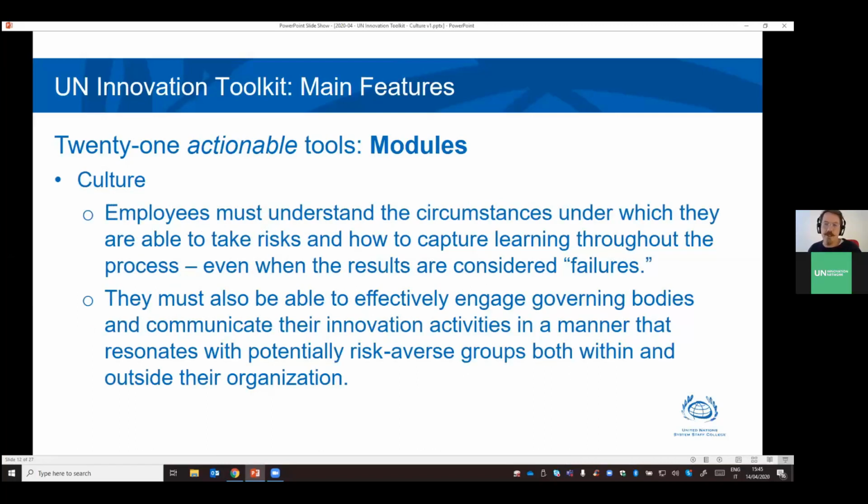Employees must understand the circumstances under which they are able to take risks and how to capture learning throughout the process, even when results are considered failure. So this is two elements. I mean, we're talking about enabling environments as well. There are tools around that in the toolkit. So we're talking about how we can allow our people to understand what risks they are able to take, but also critically, how do we capture learning? When do we capture learning?